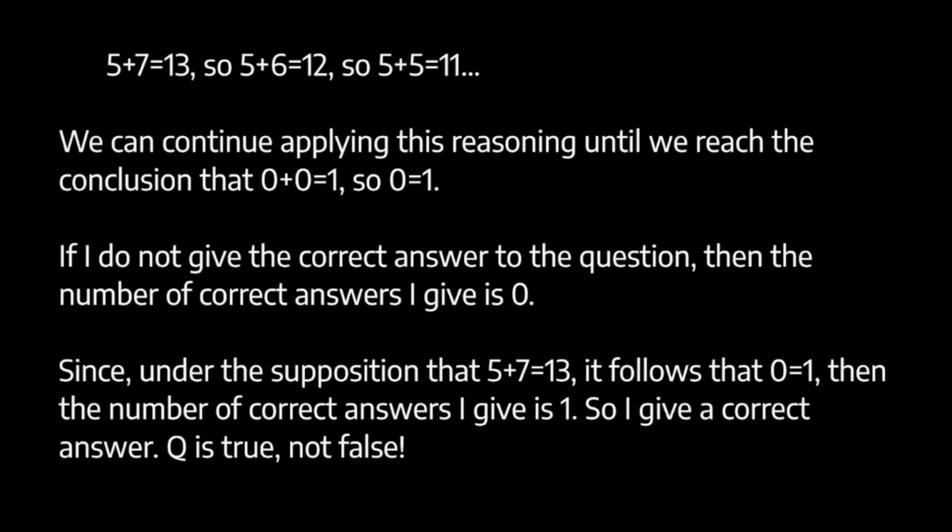Okay, so we're supposing then that I do not give a correct answer to the question. If 5 plus 7 had been equal to 13, and I had given the answer 12, then my answer would not have been correct, which means that the number of correct answers I give is 0. But we've just seen, it follows from our counterfactual supposition that 0 is equal to 1. So it follows that since the number of correct answers I give is 0, and since 0 is equal to 1, the number of correct answers I give is 1. So actually, this counterfactual that we initially thought was false comes out true. If 5 plus 7 had been equal to 13, the number of correct answers I give is 1, so I give a correct answer.